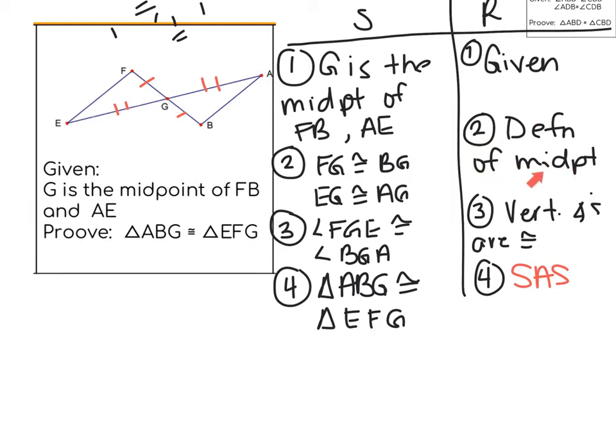by definition of midpoint. So we have two sides, so we have to figure out, okay, well, we either need a third side or we need to get this angle right here. And we're going to use that angle because that's easy to prove because these are vertical angles, so angle FGE is congruent to angle BGA. Vertical angles are congruent. So we have our side, we have our angle, and we have our side. So triangle ABG is congruent to EFG by side angle side.